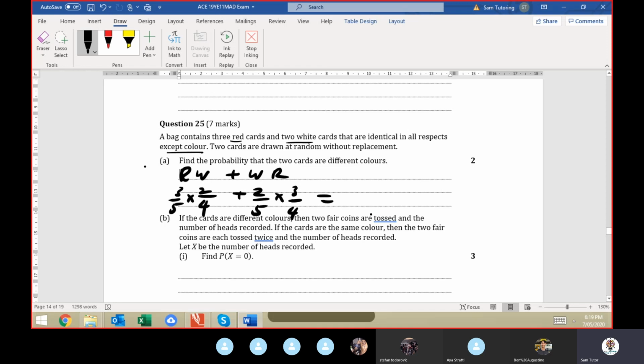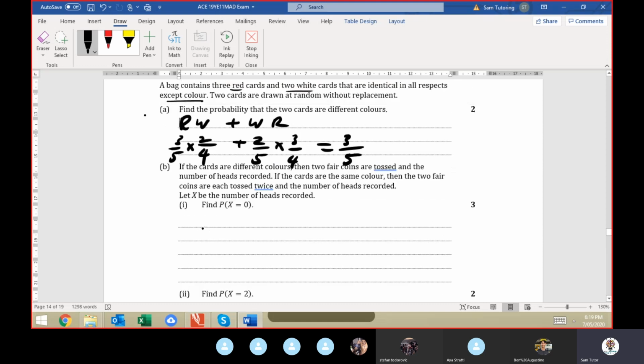Right. Any questions there? That's basic probability, which I have at the moment skipped, because I believe you guys should be able to do that when you learn it at school. But there's that one. Let me know if there's any questions there. Otherwise, we'll start B. That was worth 2 marks.